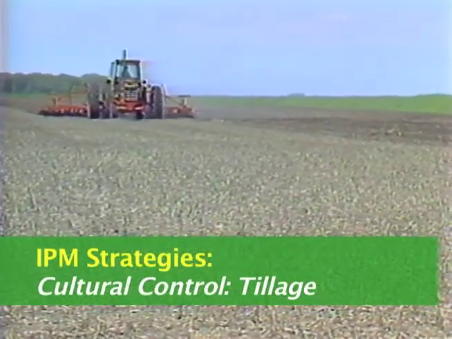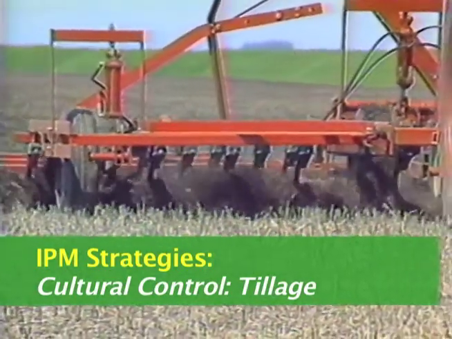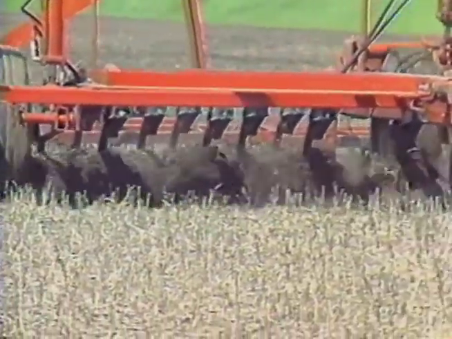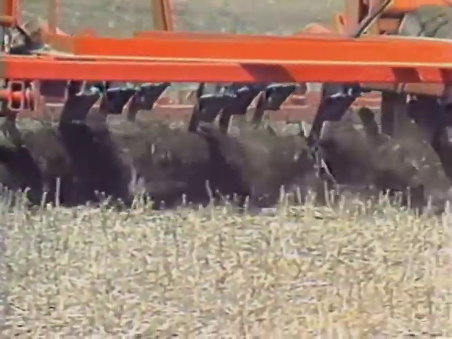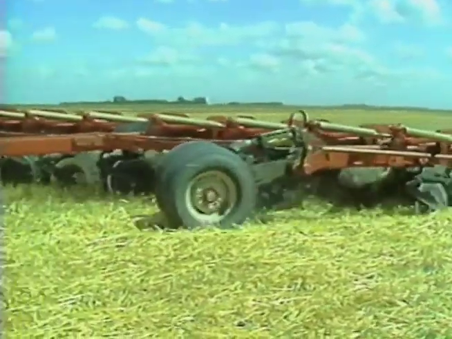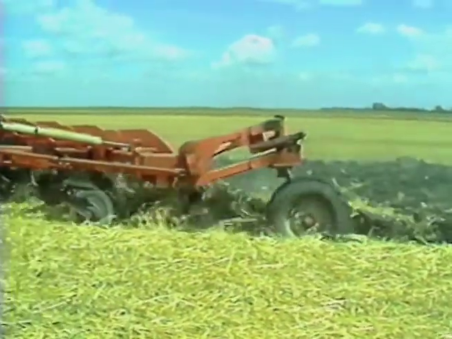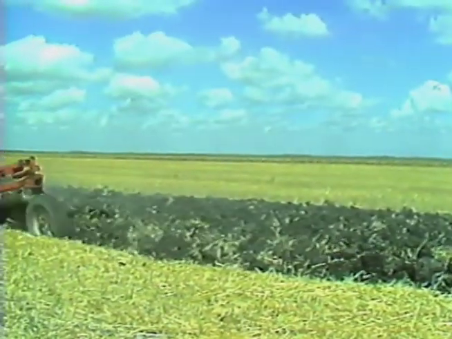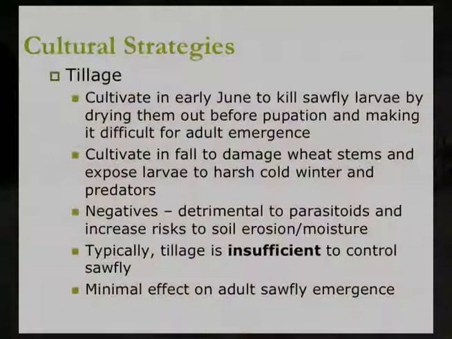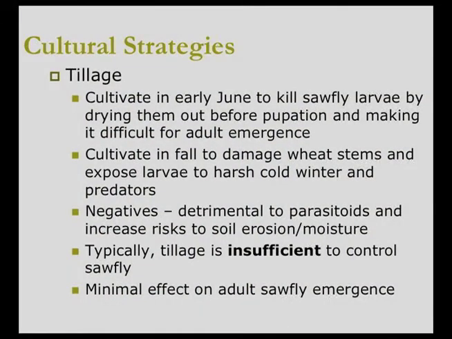Both fall and spring tillage have been used to expose overwintering sawfly larvae to cold and dry conditions to increase larval mortality. Tillage for sawfly control runs counter to the current reduced and no-tillage recommendations. Current research has demonstrated that 10% larval survival in the field will lead to infestation levels as high as the previous season. Tillage practices will not cause great enough larval mortality to be effective. Also, tillage negatively impacts the parasitic wasp numbers.